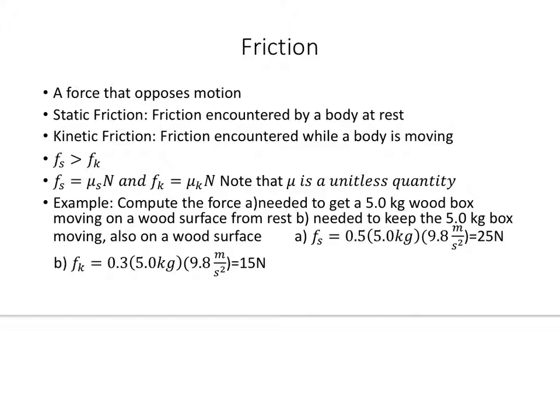Okay, so a quick example here. We want to compute the force needed to get a 5 kilogram wood box moving on a wood surface from rest. And then B, the force needed to keep it, same 5 kilogram box, moving also on a wood surface. So to get it moving, we're going to take the coefficient of static friction for wood on wood, and I looked that up on the table, and that's 0.5, times the normal force. This is a horizontal surface, so it's just going to be the weight, 5 kilograms times 9.8. So the force due to static friction that we'd have to overcome is 25 newtons.